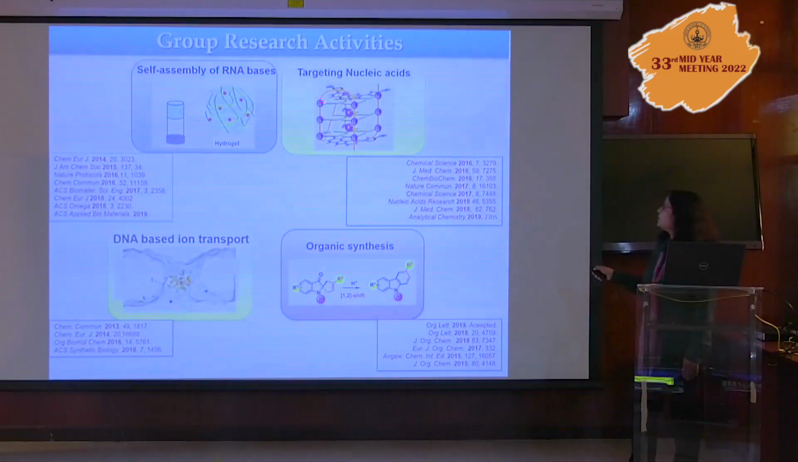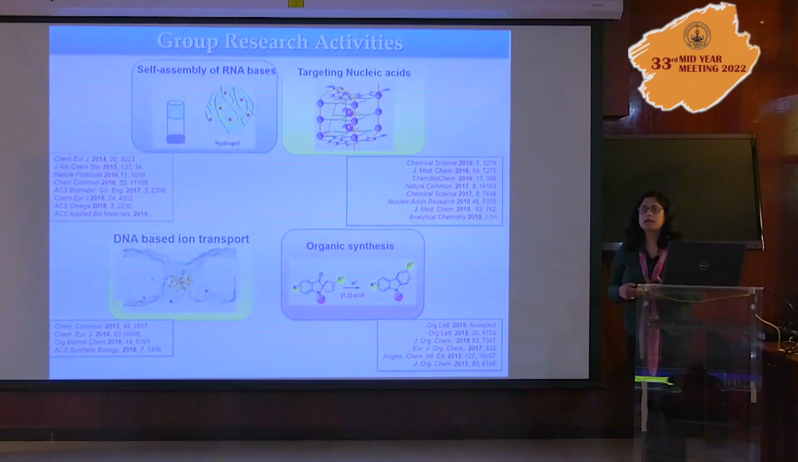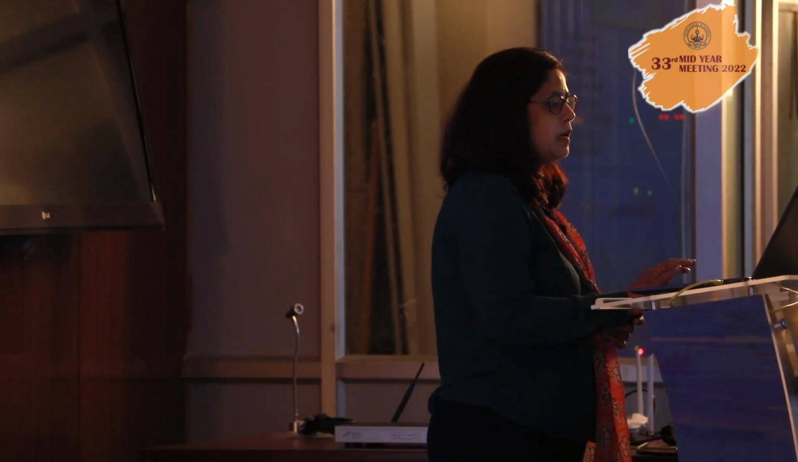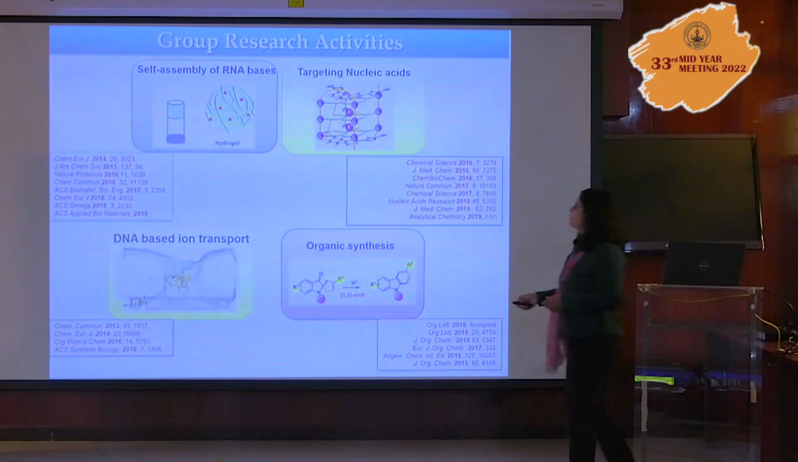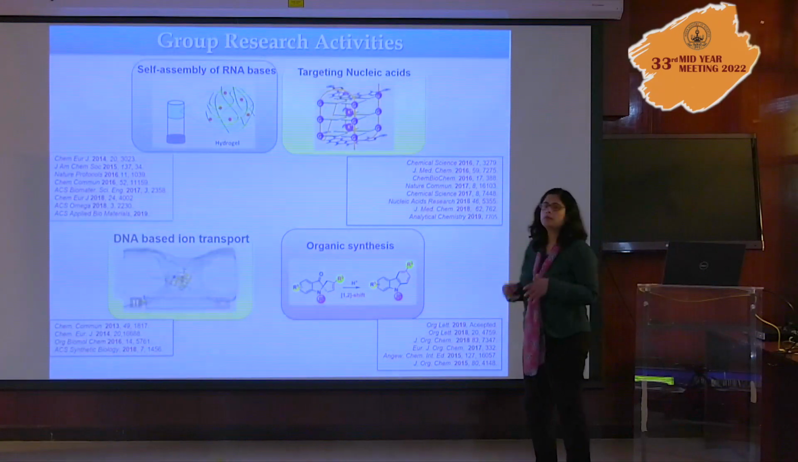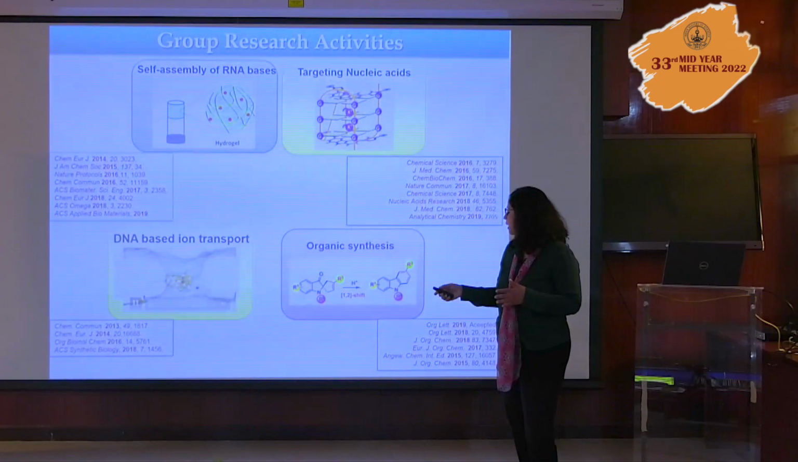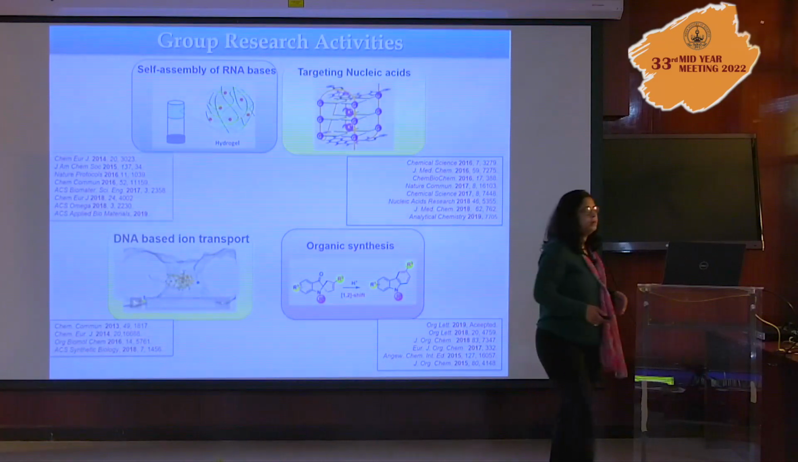One of the major areas of research in our group is targeting nucleic acids by small molecules, and we also use nucleic acids, particularly DNA, to devise biomolecular devices. For instance, very recently we have used a DNA to construct an artificial ion channel that can selectively transport a particular ion, that is potassium ion, across the biological membranes. And in addition, we use DNA and RNA bases as the molecular building blocks to construct biomimetic functional systems.